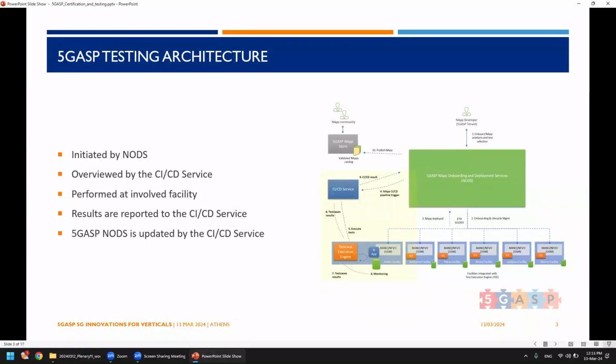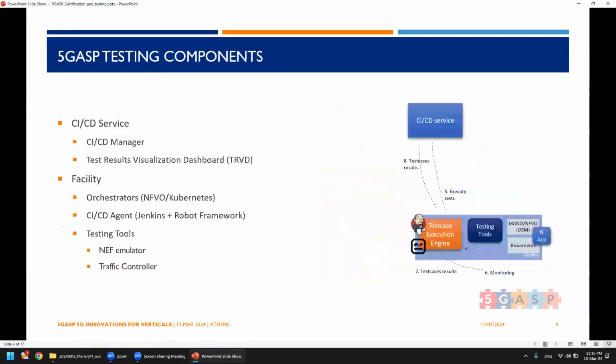The testing itself, though, is performed at the Evolve facility or facilities where the application is deployed. The results are reported back to the CI/CD service. This is why it is the master entity of testing. And these results are forwarded to the 5GASP nodes, closing this testing circle, so they can be available to the developer, to have a first evaluation of what went wrong or well, respectively. And of course, this signifies the next step, which would be the certification.